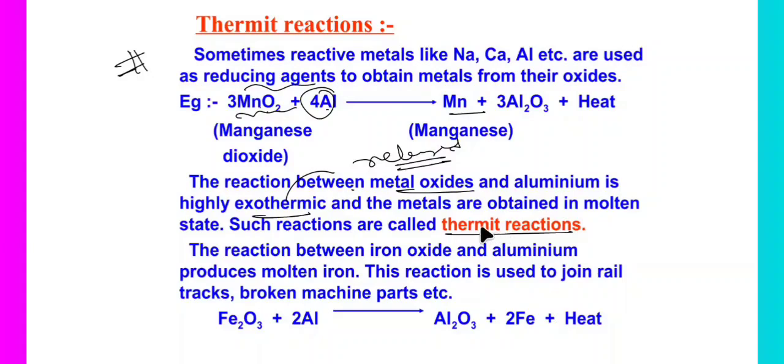So what is a thermite reaction? A thermite reaction is a reaction between a metal oxide and a metal, which is highly exothermic.